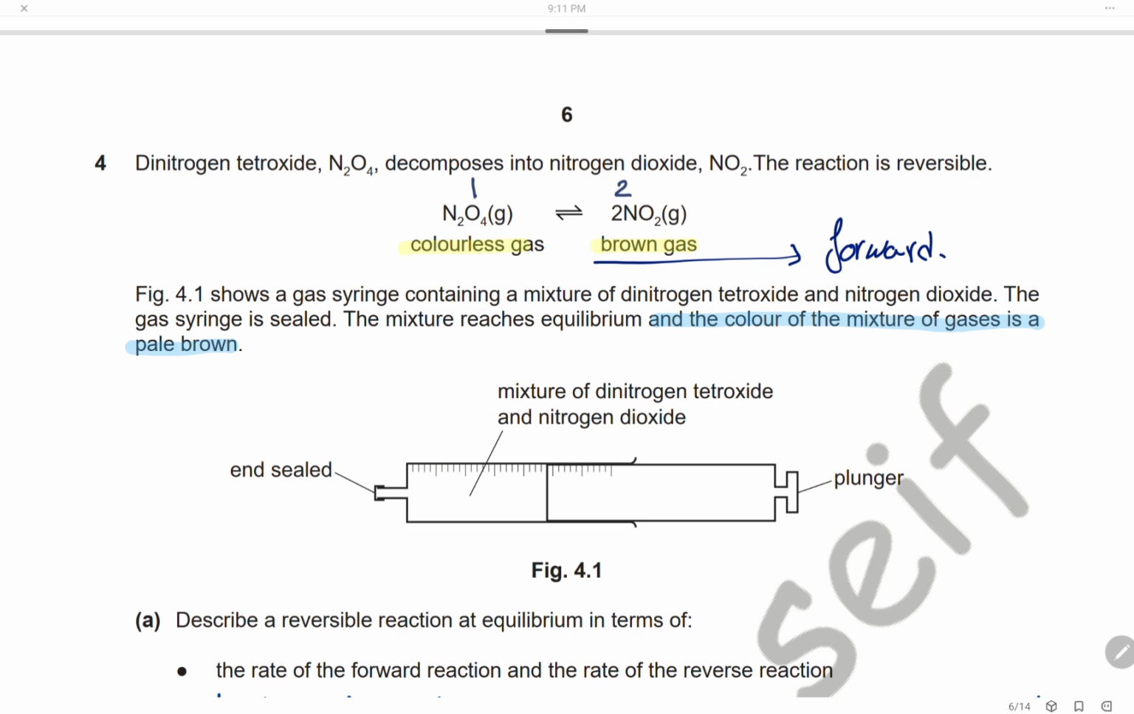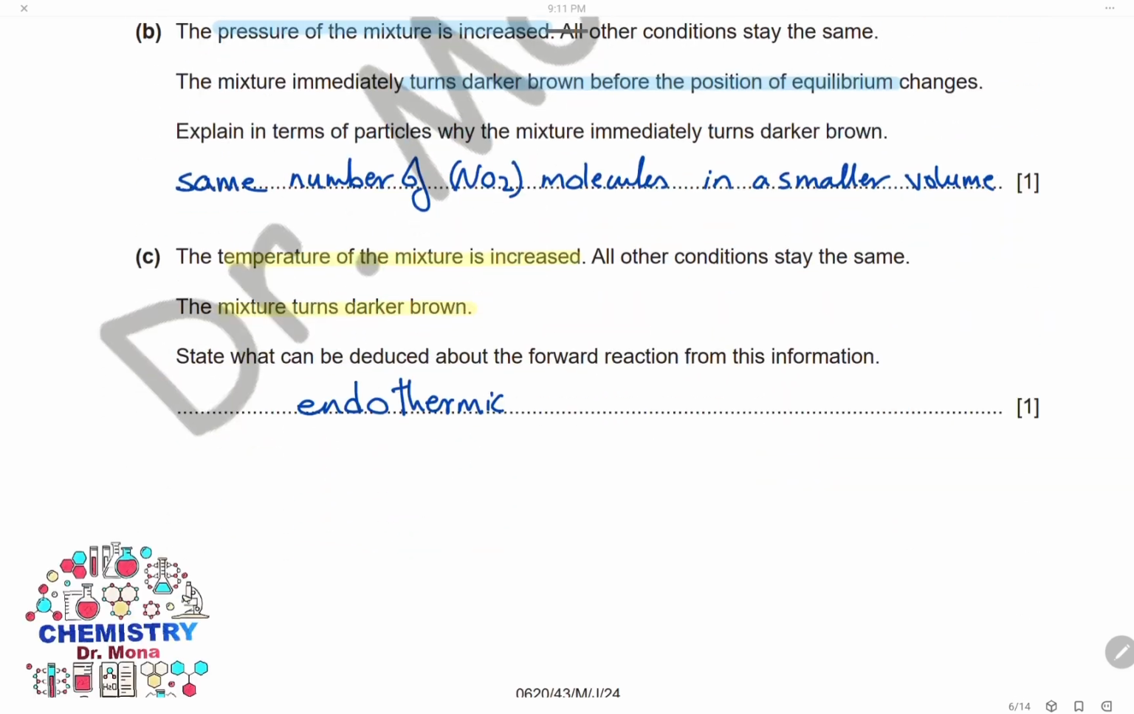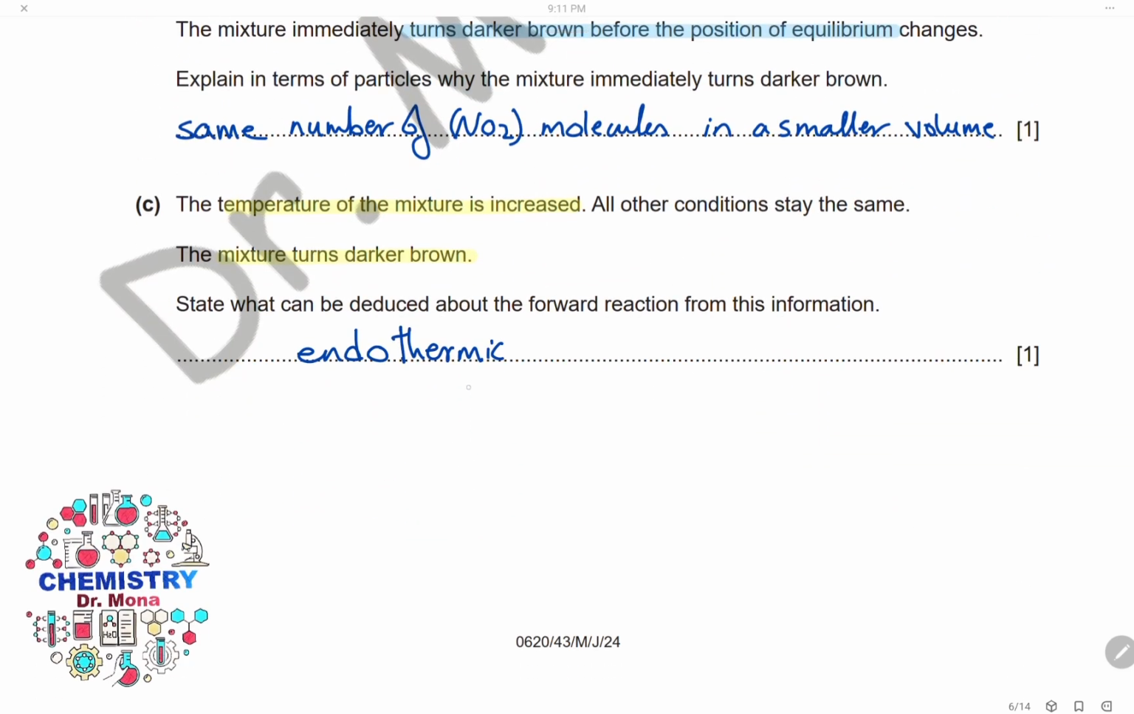By increasing the temperature, the equilibrium shifted to the right side or to the forward side. That means the forward reaction is endothermic, because an endothermic reaction is favored by high temperature. So we can deduce that the forward reaction is endothermic.